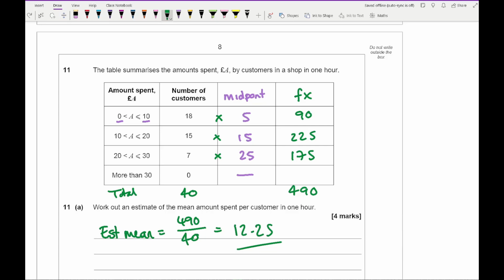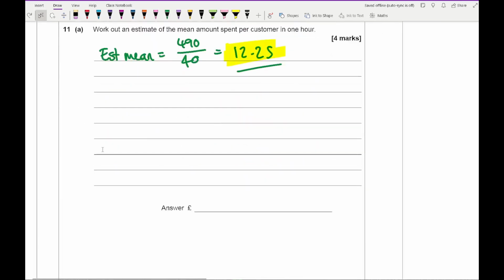Now, does that answer look correct? Well, yes, it does, because the majority of the data is, again, within this group here, and as you can see, my estimated mean is quite close to 10, which is the most popular one, and so yeah, I would accept that as my final answer.